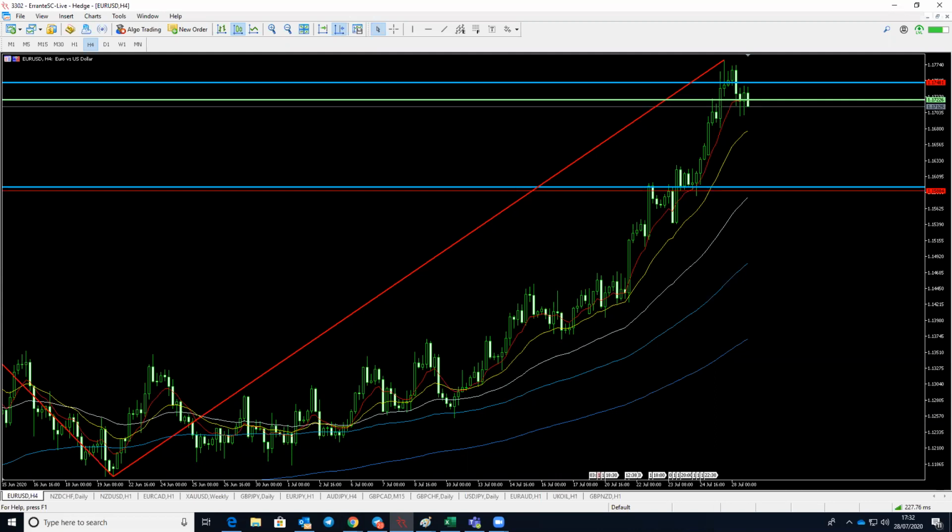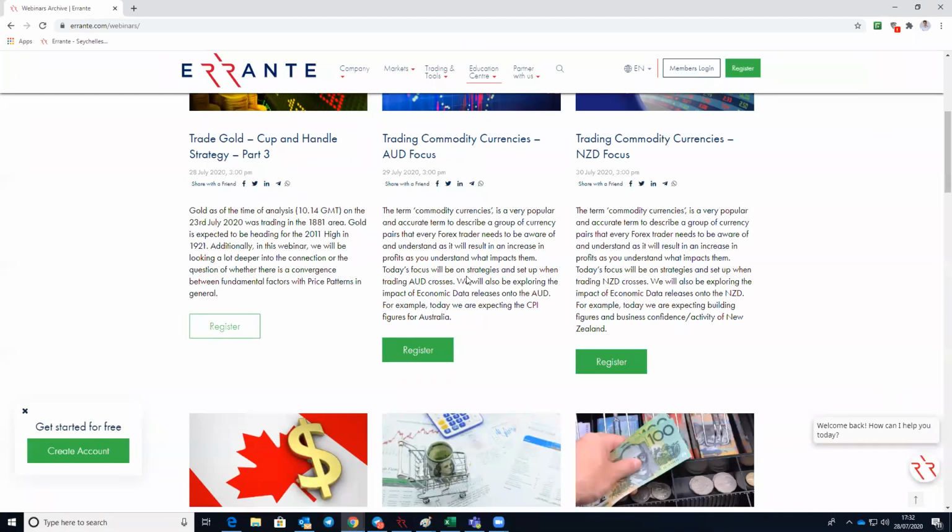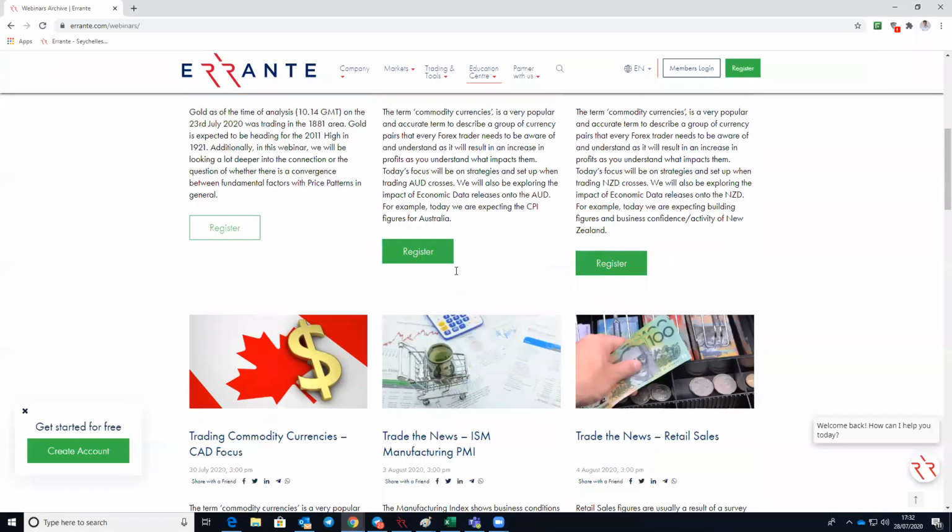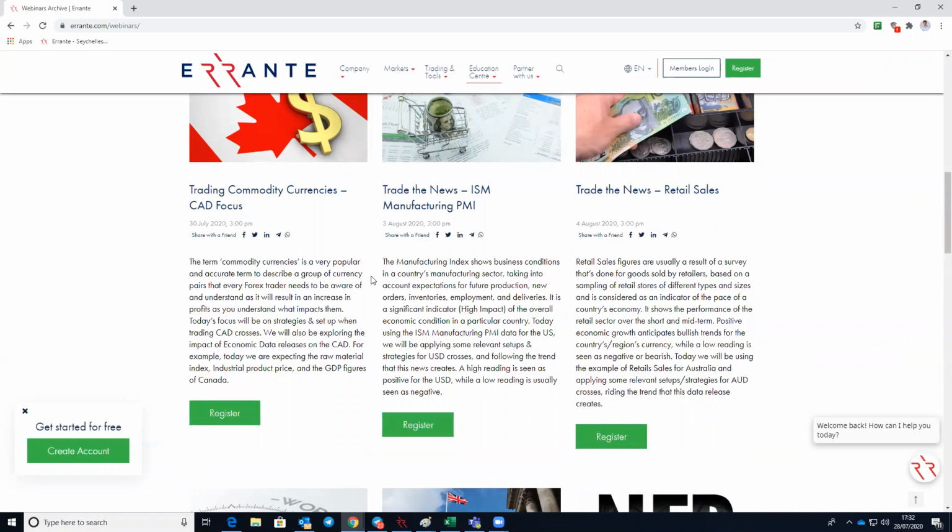And next week we'll do coverage. Let me just show you the webinars that we will be doing next week onwards. So next week onwards, from the 3rd of August, I think that's a Monday, right? Yes, so from Monday the 3rd to Friday the 7th, I'll be covering different topics, of course, but different types of news data release.